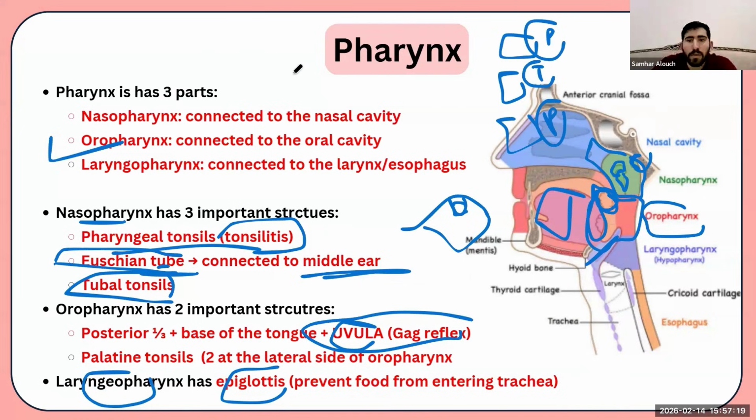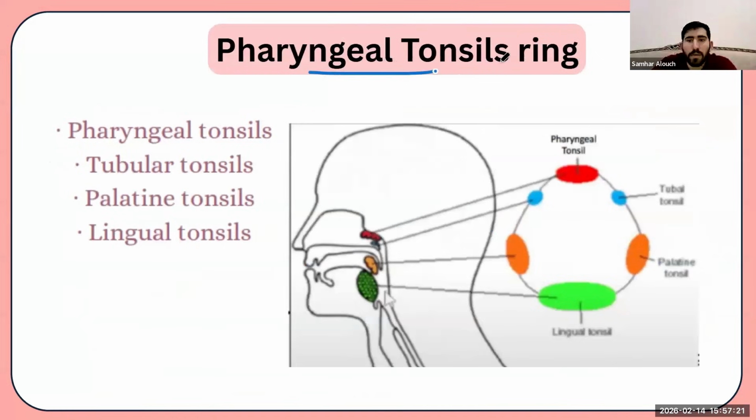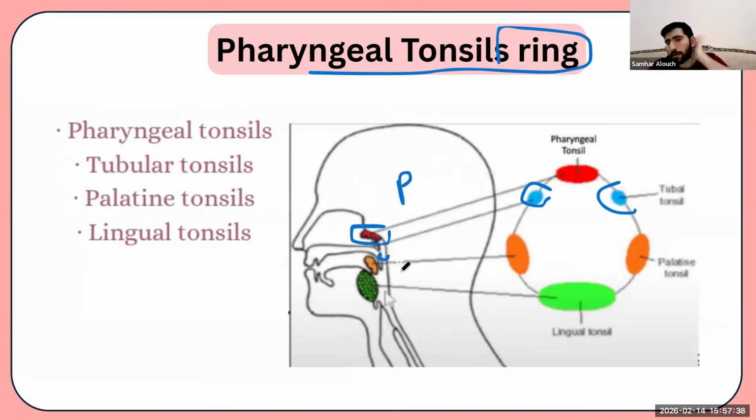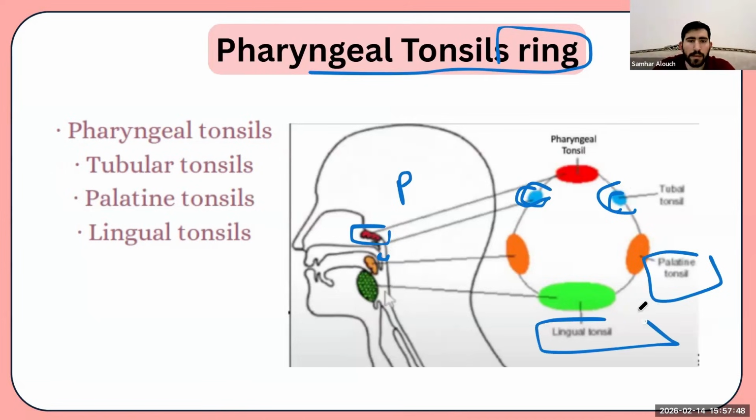Now I want you to focus on this. We have the pharyngeal tonsil ring. Okay, it's the ring that the tonsils make. Tonsils are either on both sides or fused together. So first, the most superficial one, as we said, is the pharyngeal tonsil, and it's fused together. Then we have the tubal tonsils, one from the left ear, one from the right ear. Then we have the palatine tonsil, the one on the lateral side of the mouth. And finally, we have the lingual tonsil, one fused under the tongue.